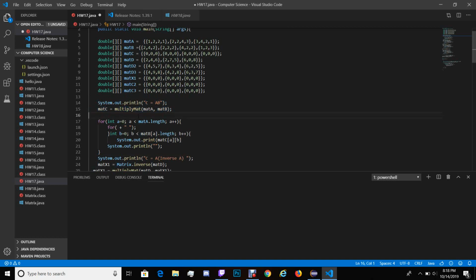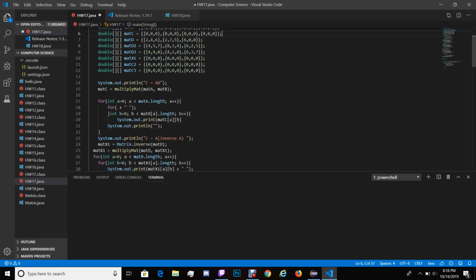I have mat C equaling the multiply mat function, and then mat A comma mat B, which basically means mat A times mat B. And here I'm defining the variables that I'm using, the 2 variables for representing each one. And I'm saying it to lessen the length of mat A, which means it shouldn't be bigger than this standard matrix C. And I'm also doing the same for B right here. Then I'm basically printing the values, and that's what's going to show up.